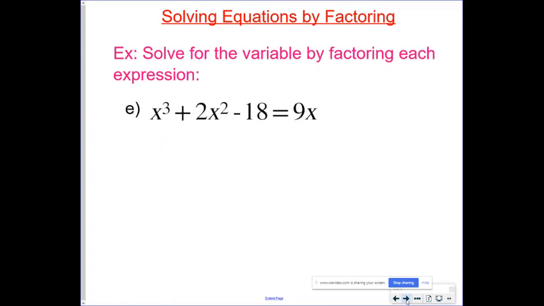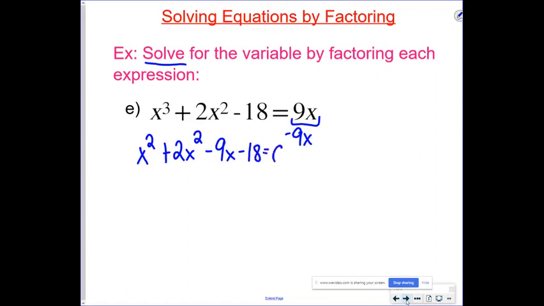Let's try one more problem just to make sure we're all okay on these solving by factoring problems. It says x cubed plus 2x squared minus 18 equals 9x. Remember, if you're solving, this has to equal 0. So I'm going to subtract 9x to move that over to the other side. It's x cubed plus 2x squared minus 9x minus 18 equals 0.